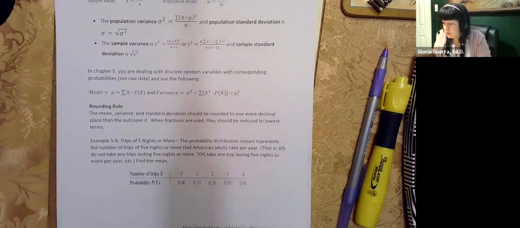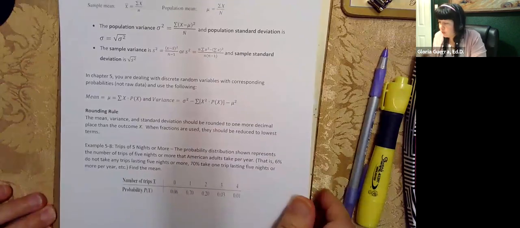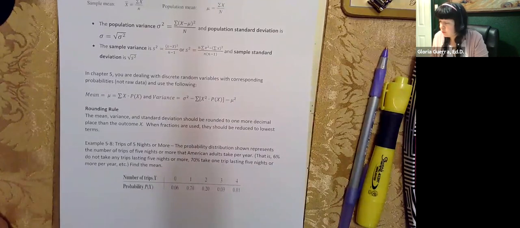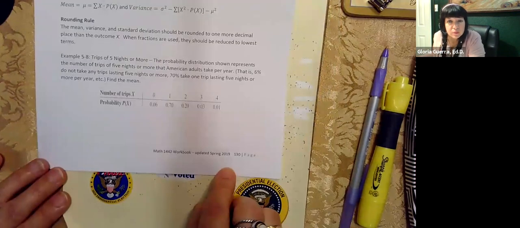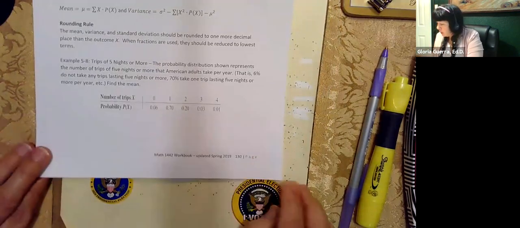Hello, class. I'm doing the recording for section 5.2 for statistics. It covers mean, variance, and standard deviation and expectation. And this is in your workbooks right around page 130 or so. Okay.